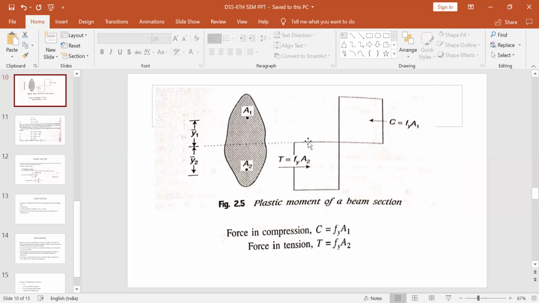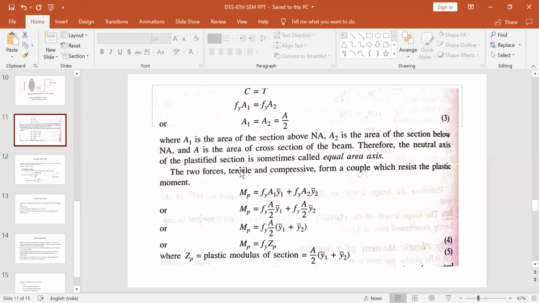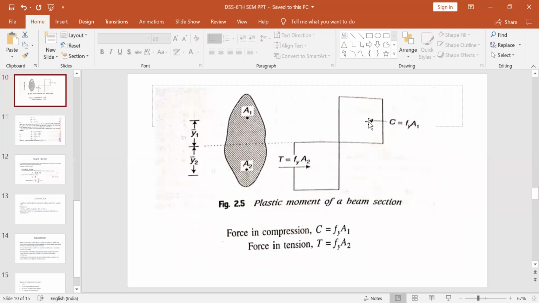So for further calculations, for further design problems of plastic analysis, we need to find both axes, the elastic neutral axis and the plastic neutral axis. There should be a clear distinction between the two. Now, the two forces, tensile and compressive, will form a couple. This is the compressive force, this is the tensile force, and this is the lever arm, the distance between the centroids of these two.